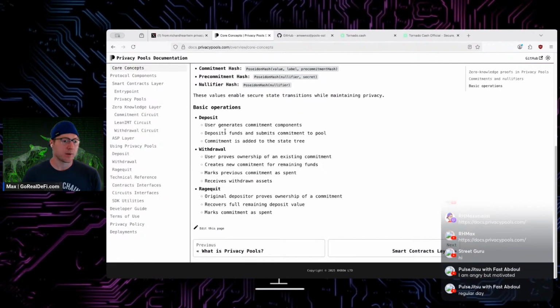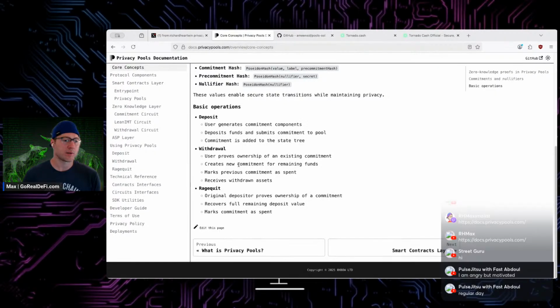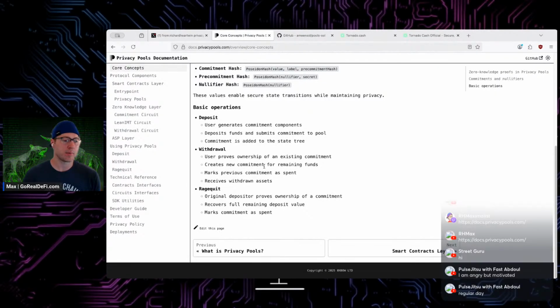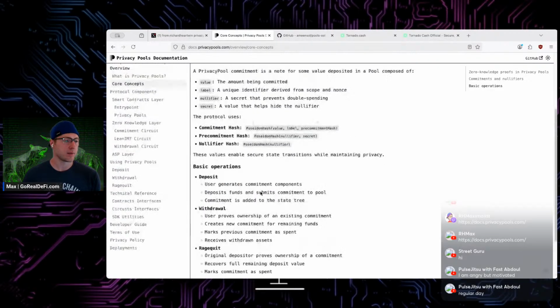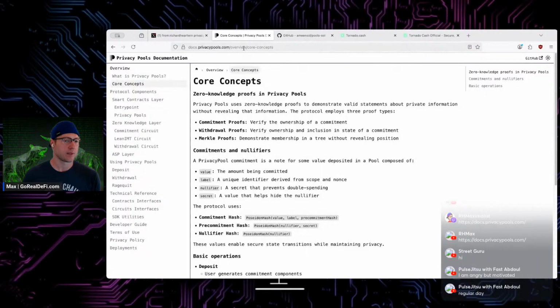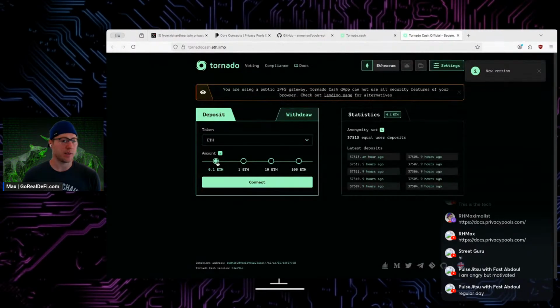Deposit, withdrawal, rage quit. Okay, so the user generates commitment components, deposits funds, submits to the pool, which adds to a tree. On withdrawal, they prove ownership of the commitment and create a new commitment for the remaining funds, mark the previous commitment as spent, and receive the withdrawal assets. So yeah, the commitment is the main deal here. Okay, cool. With Tornado Cash, you can pick the amount, 0.1 ETH up to 10 ETH, and you can see the anonymity set for that as well. Pretty interesting.